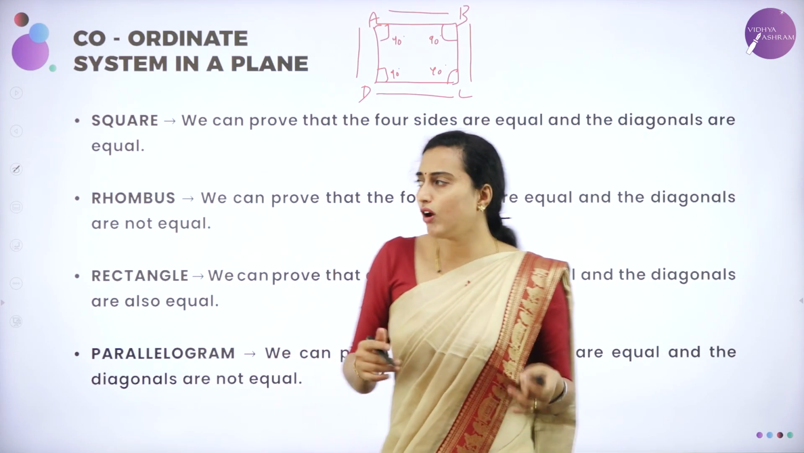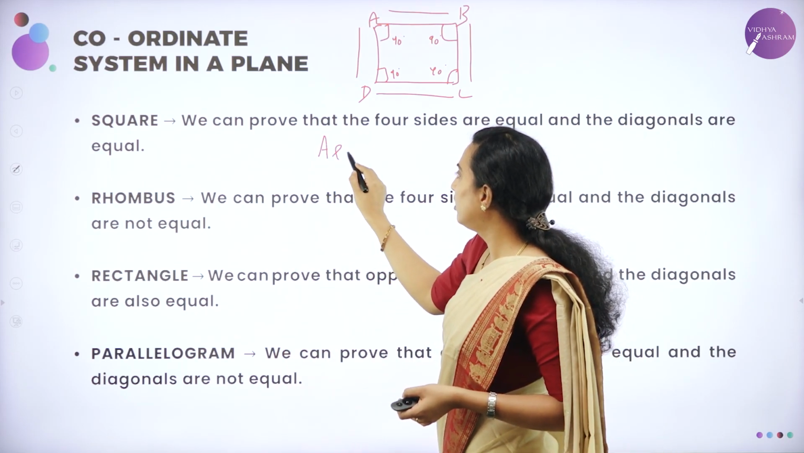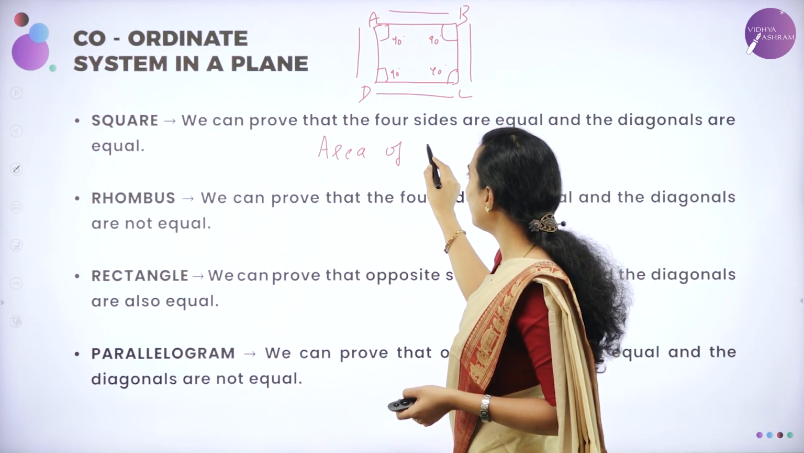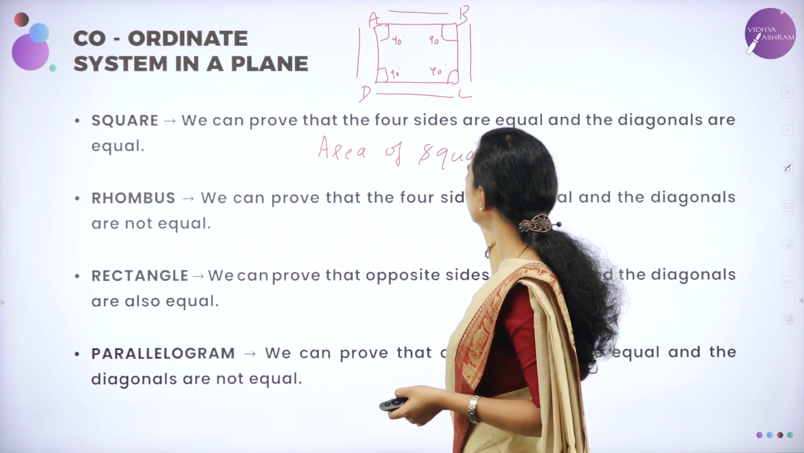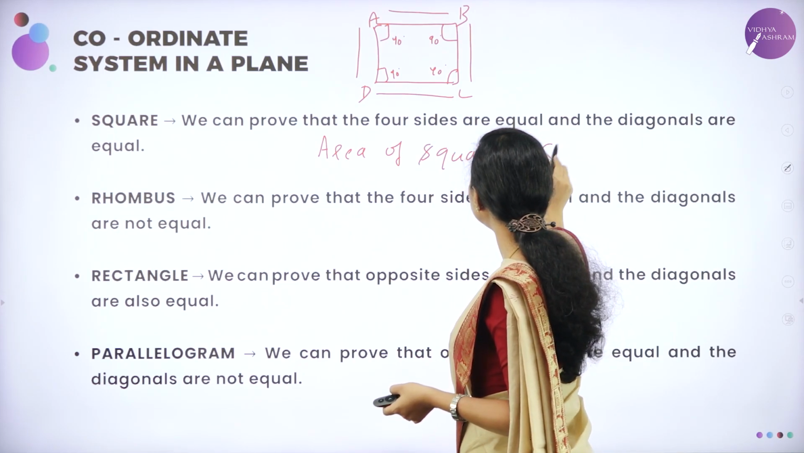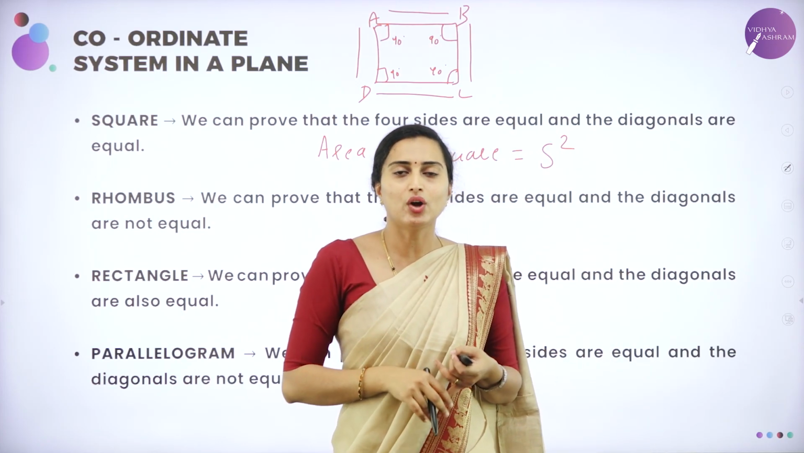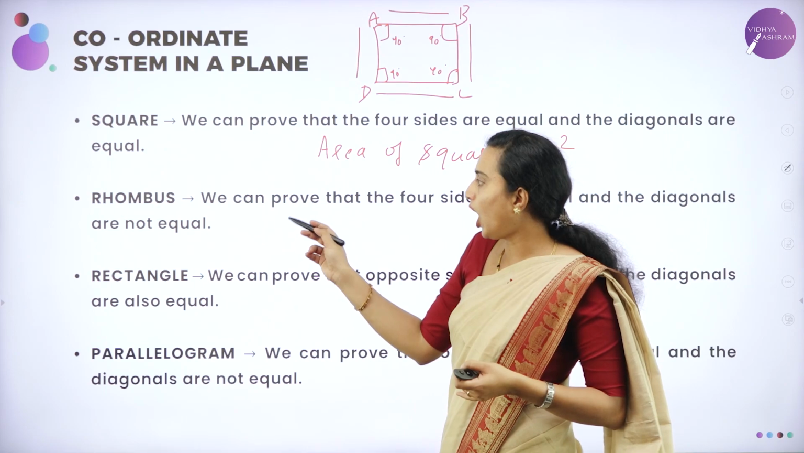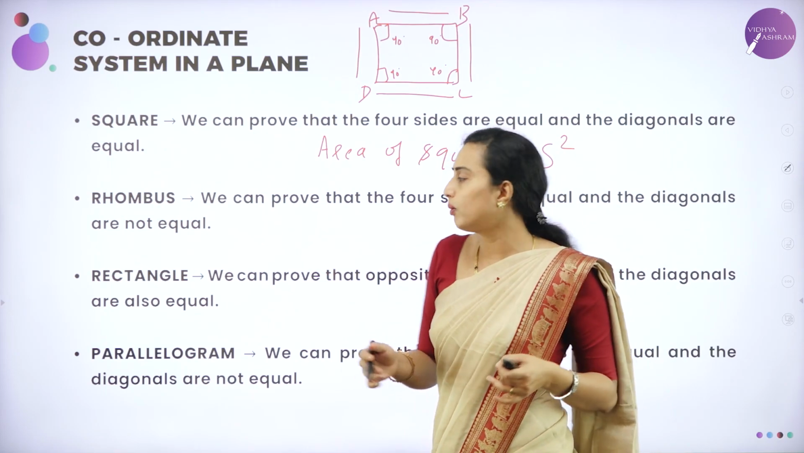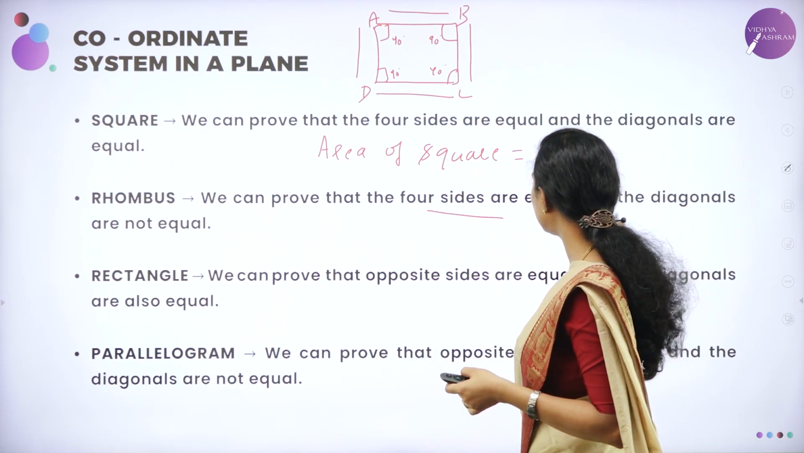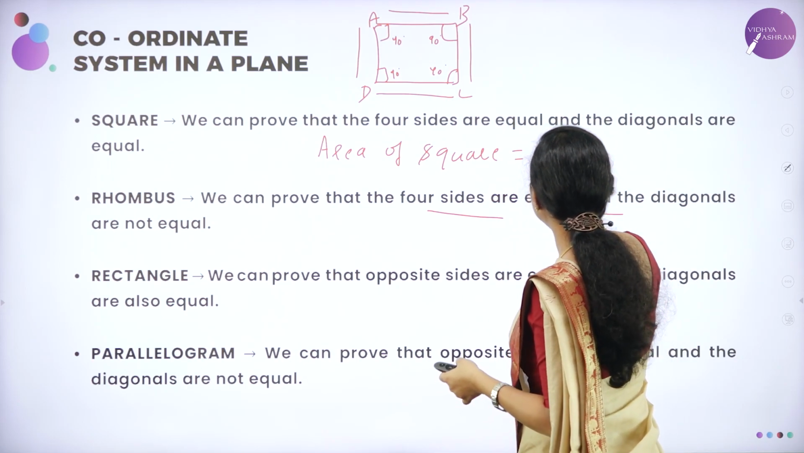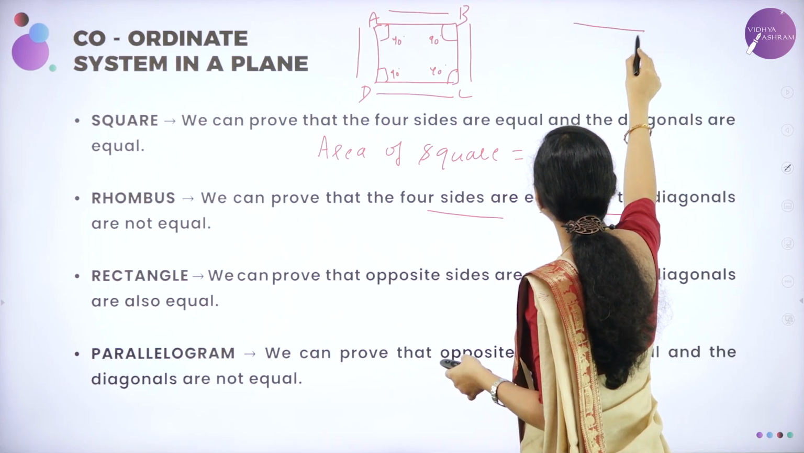So what is the area of a square? Area of square is equal to S squared. That's it. Side squared. Or A squared, 2 sides you are going to have. Next will be a rhombus. How can we prove a rhombus? We can prove that 4 sides are equal. Rhombus will be like this.